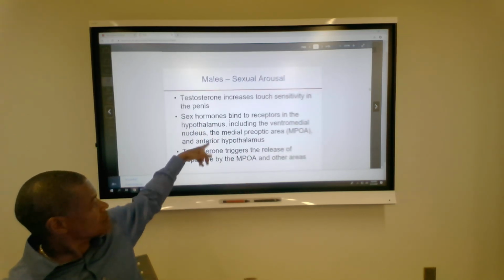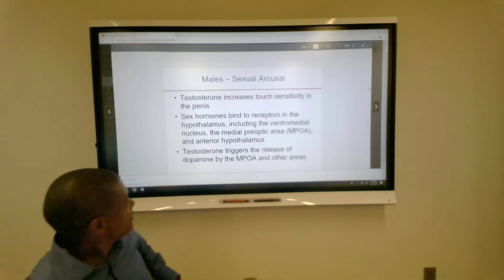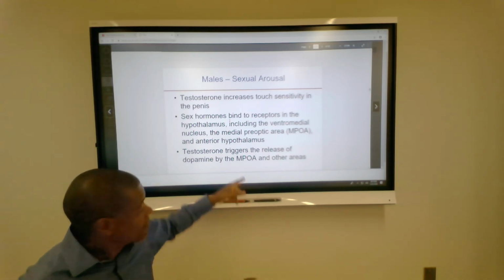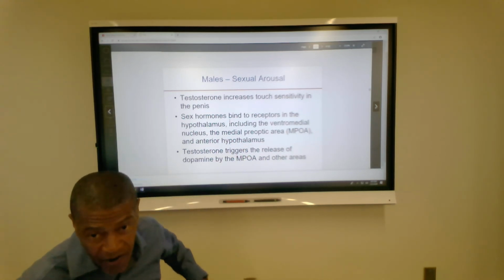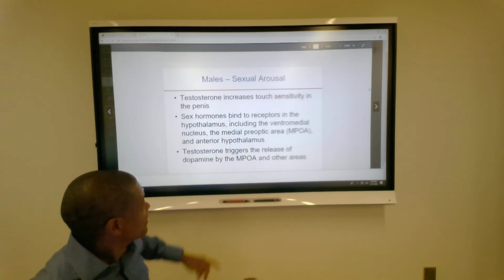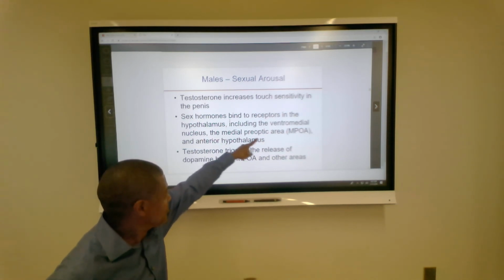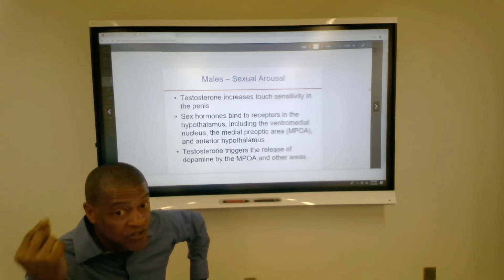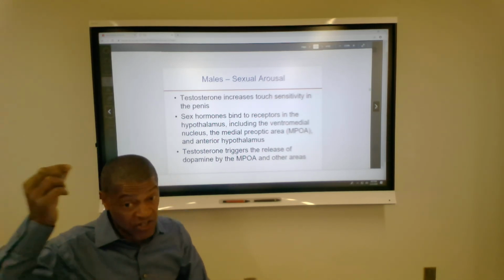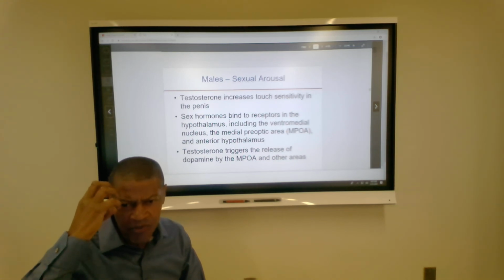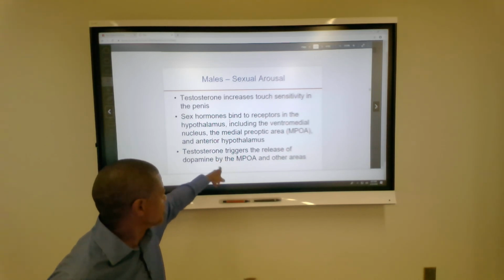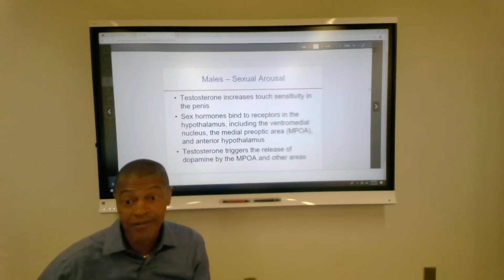So again, males, testosterone. The areas of the hypothalamus that bind testosterone are the medial preoptic area of the hypothalamus and the ventromedial nucleus of the hypothalamus. These are areas that contain a lot of receptors, and as the testosterone circulates, it gets into those receptors in those areas, and that then stimulates male behavior. It triggers the release of dopamine. Dopamine is a neurotransmitter that makes you feel good. It's the euphoric response.